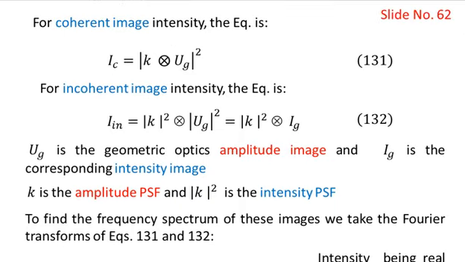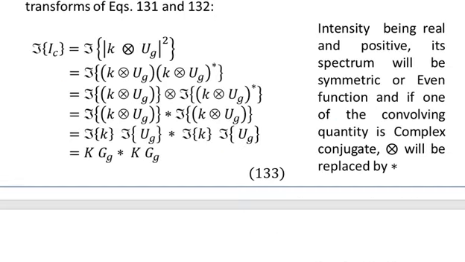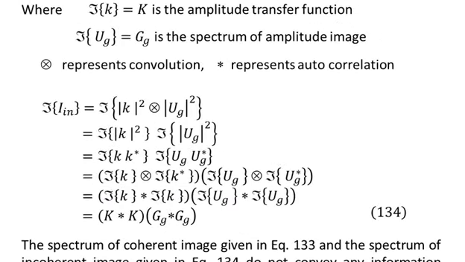so that we can obtain the spectrum of the incoherent intensity image, which is shown in equation number 134. So we have taken the Fourier transform on the left hand side and the Fourier transform on the right hand side. So the convolution will be converted into multiplication as in step number 2. Then you know that the absolute square of k can be written as k multiplied by the complex conjugate of k, and similarly the absolute square of ug can be written as ug multiplied by its complex conjugate.